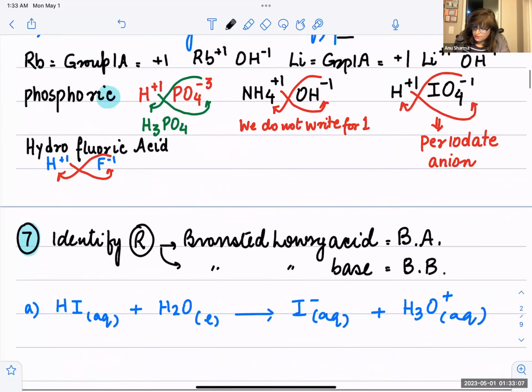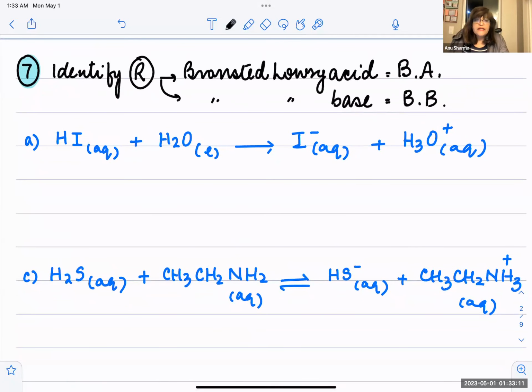Okay, so your question number 7 here, you are asked to identify the Bronsted Lowry acid and the Bronsted Lowry base. In other words, they are simply asking you which one is an acid and which one is a base. Remember, every acid has a conjugate base, and every base has a conjugate acid. The first question relates to the reactants, so we are looking at HI and water. Which one is acting as an acid and which one is a base?